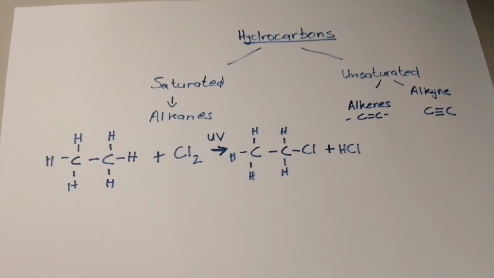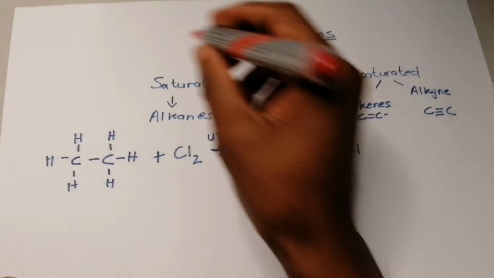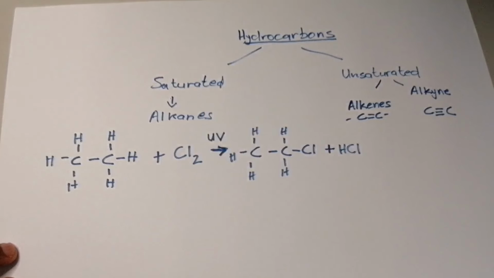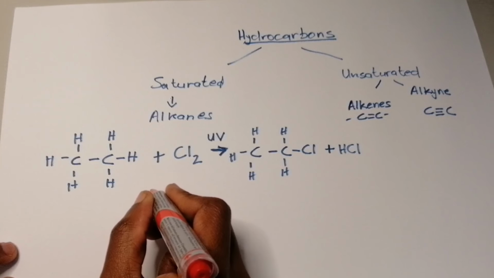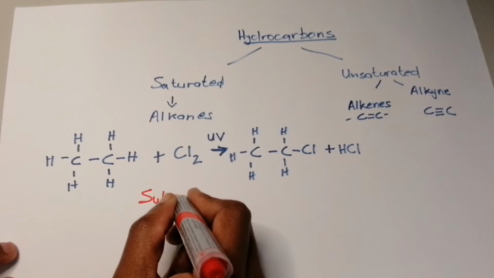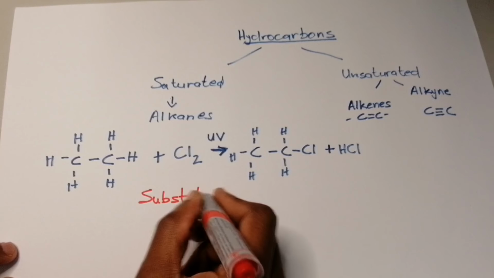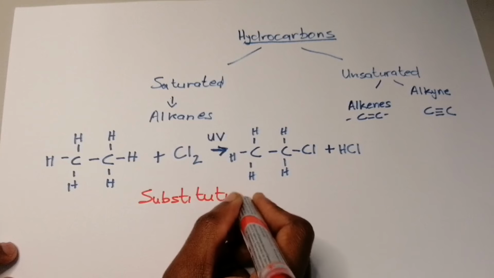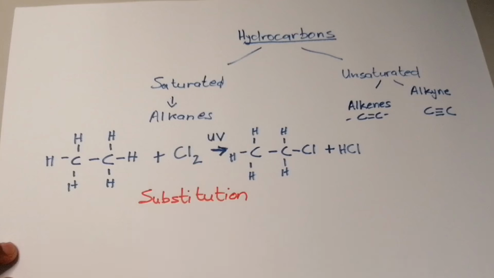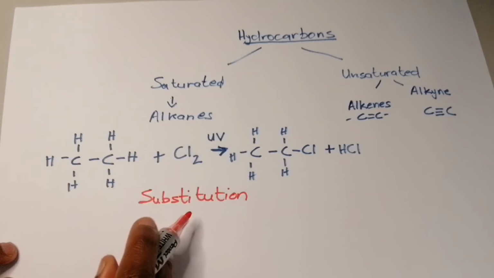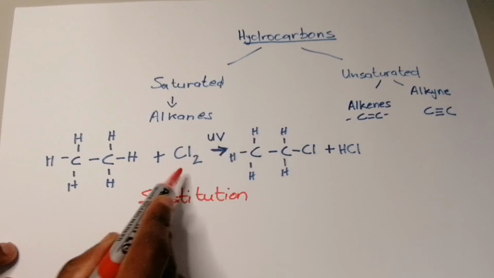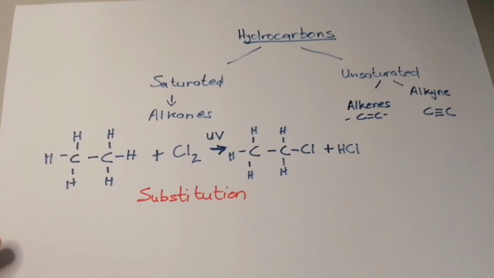So saturated hydrocarbons will tend to undergo substitution reaction. So in this case, we call this type of reaction a substitution reaction. Substitution, for obvious reasons: one came off and was replaced by another. So these are the type of reactions that would tend to take place in alkanes.